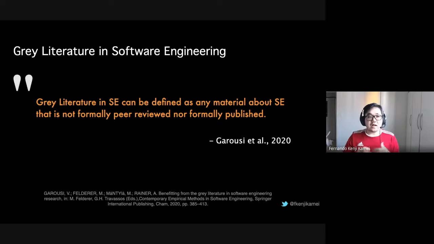Recently, Garousi proposed a gray literature definition focused on software engineering research, which stated that gray literature in software engineering can be defined as any material about software engineering that is not formally peer-reviewed nor formally published.